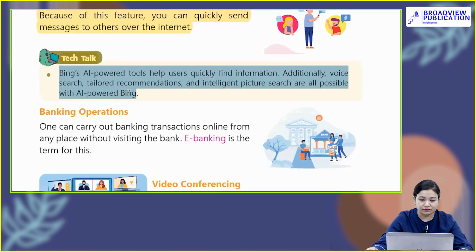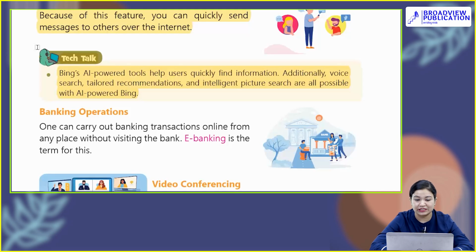Tech Talk. Bing's AI-powered tools help users quickly find information. Additionally, voice search, tailored recommendations, and intelligent picture search are all possible with AI-powered Bing. So, Bing's AI-powered tool helps its user for finding quick information, and you can search by voice command, and you can just have some knowledge on anything.